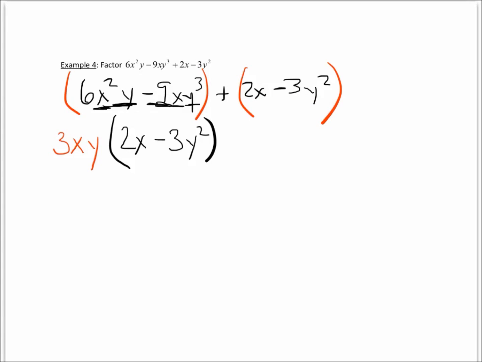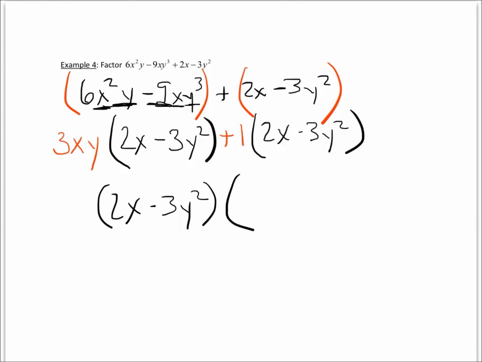Well, we've got to pull something out, which means we're going to pull out a 1. Once I pull out that 1, it's as if I didn't pull anything else out of this. Everything would stay the same. And look at the phenomena that happened. What's inside my groups are the exact same. That's my first factor.